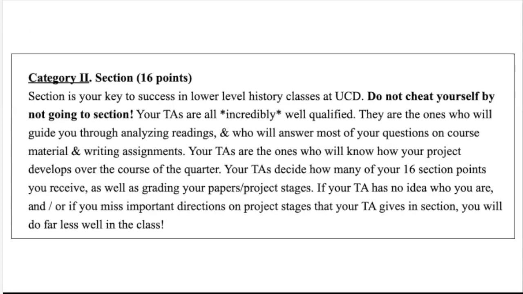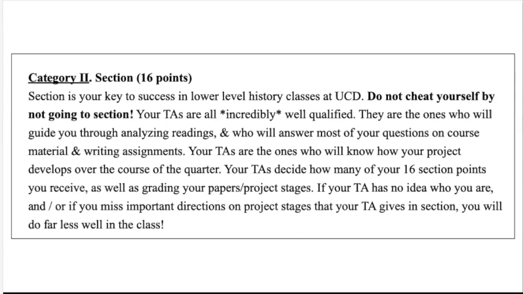Category 2, section, 16 points. Section is your key to success in lower level history classes at UCD. Do not cheat yourself by not going to section. Your TAs are all incredibly well qualified. They are the ones who will guide you through analyzing readings and who will answer most of your questions on course material and on writing assignments. Your TAs are the ones who will know how your project develops over the course of the quarter.